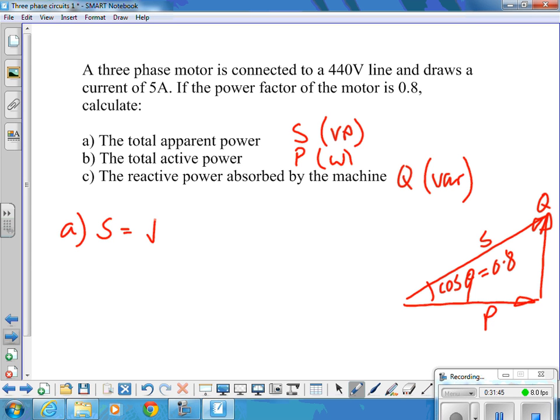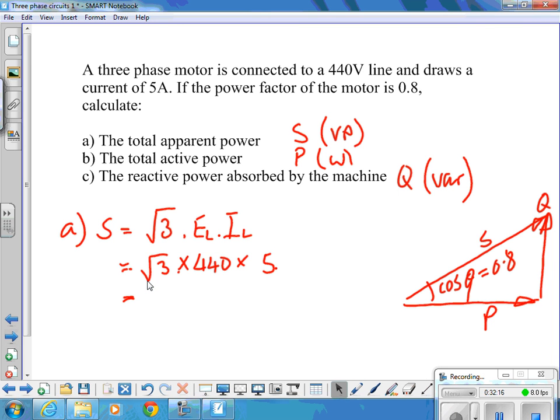So S is root 3 times EL times IL. That's root 3 times 440 times 5. That gives 3810 VA.